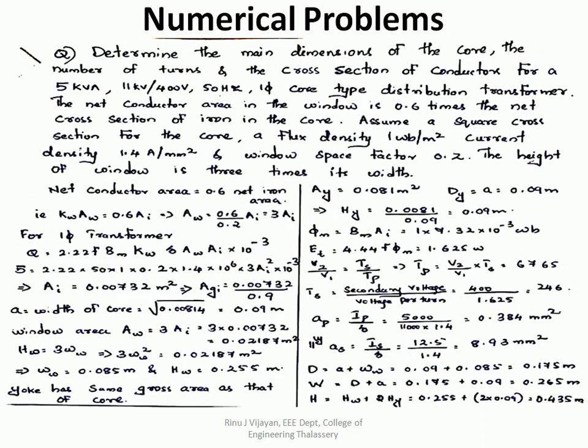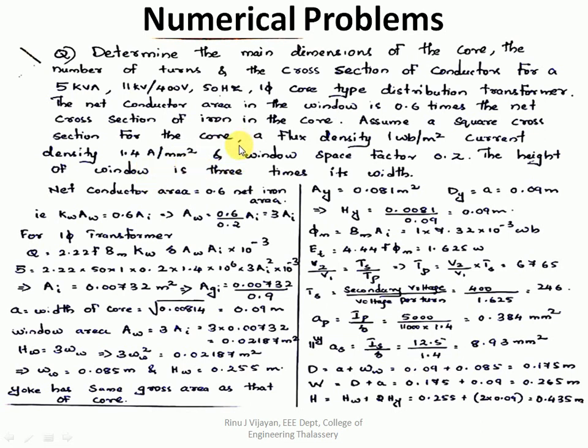Now moving to the second problem. Here also you are asked to find the number of turns and the cross-section of conductors. The transformer is a 5 kVA, 11 kV by 400 volt, 50 hertz, single phase core type distribution transformer. It's given very clearly. The current density is 1.4 ampere per millimeter square.